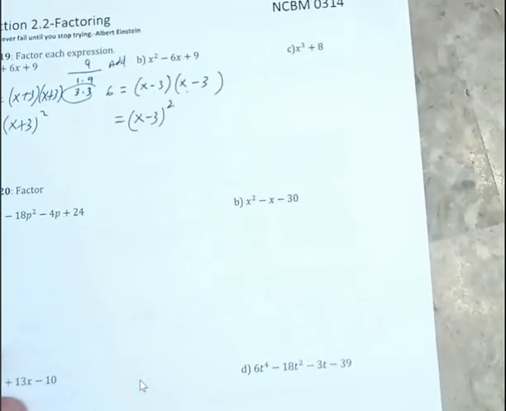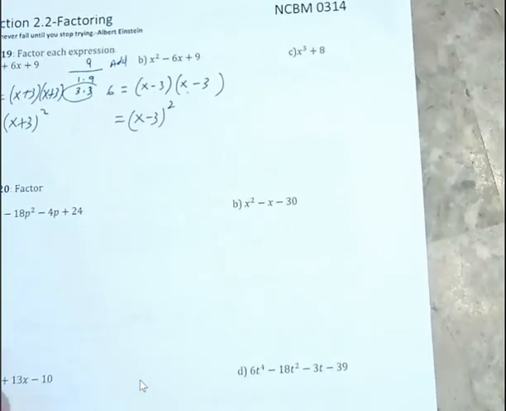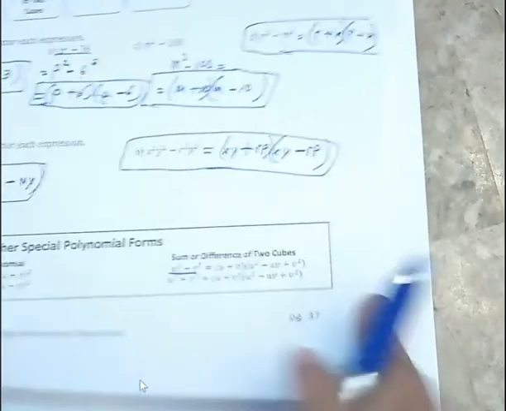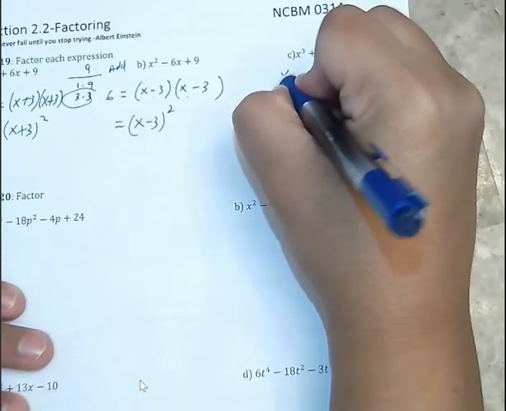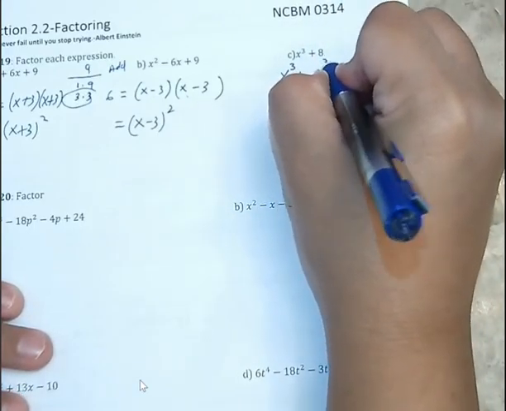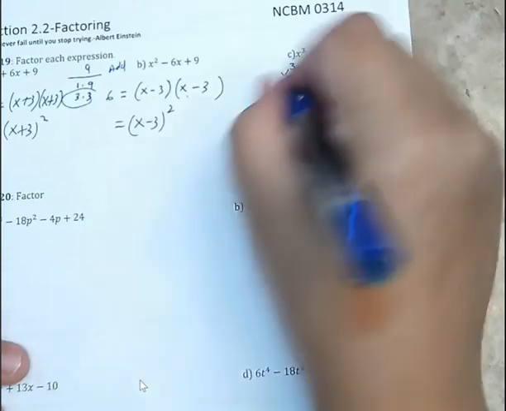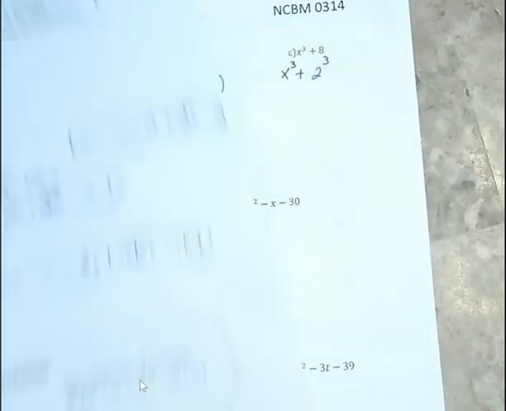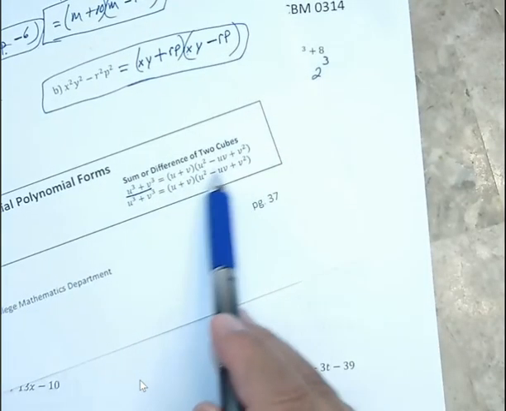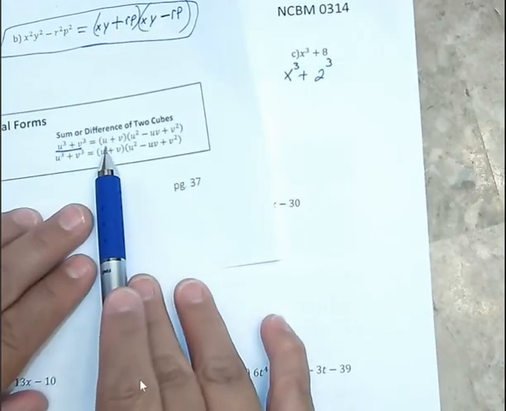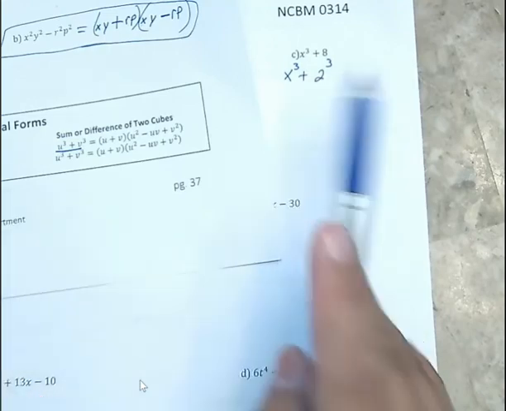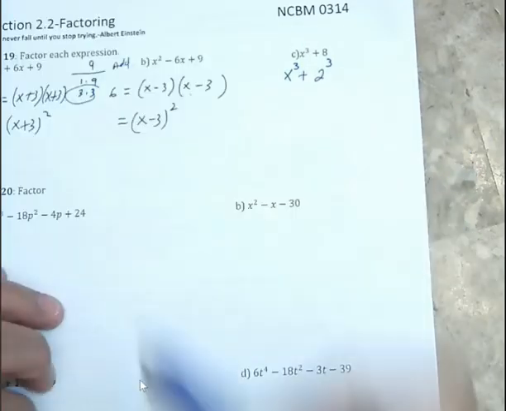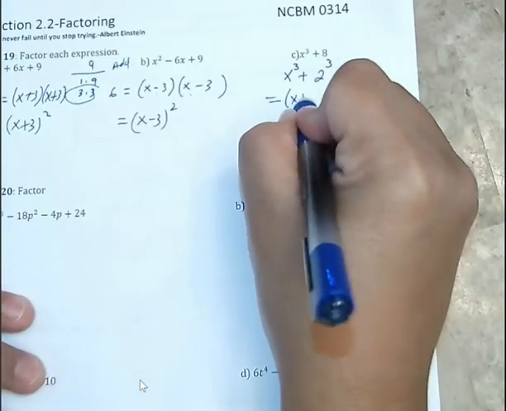The x cubed plus 8, we can use this formula here. And the reason is the 8 can be written as 2 cubed. So if we write it this way, then we can use this formula here. The first part is to get u plus v. In this case, we have an x and a 2, so we can write it as x plus 2.